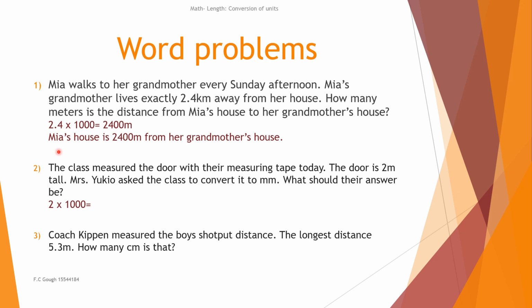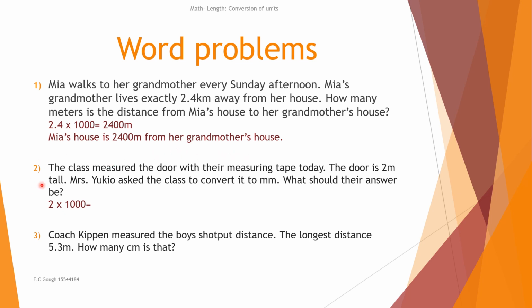Now remember to use your decimal points. If you forget your decimal point, your answer will be incorrect. You would say 24,000 instead of 2,400. So always read your problems carefully. So 2.4 times 1,000 is 2,400. Mia's house is 2,400 meters from her grandmother's house.